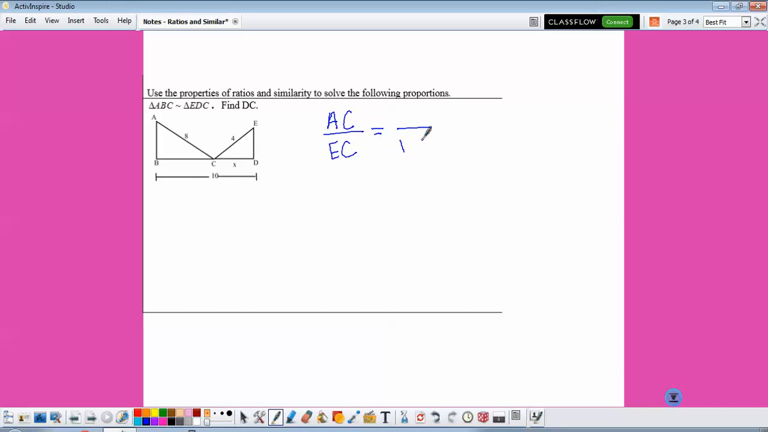I'm going to put it down here. But what side of ABC matches up with DC? Well, DC is the last 2 letters, so we need to know what BC is. So we know that AC is 8, EC is 4, and DC is X, but what's BC? This whole length from B all the way to D is 10, and we know that CD or DC is X, so BC is whatever 10 minus X is.